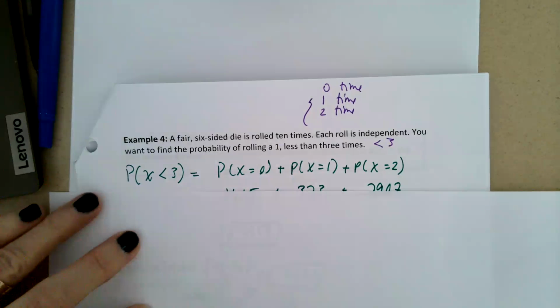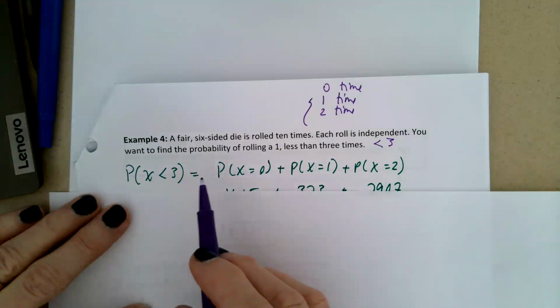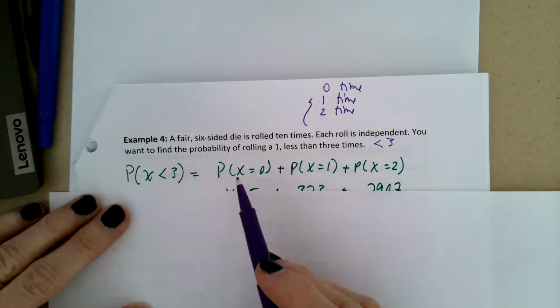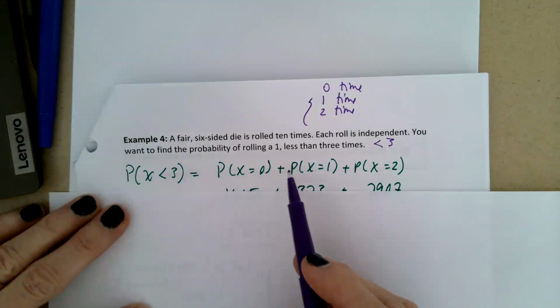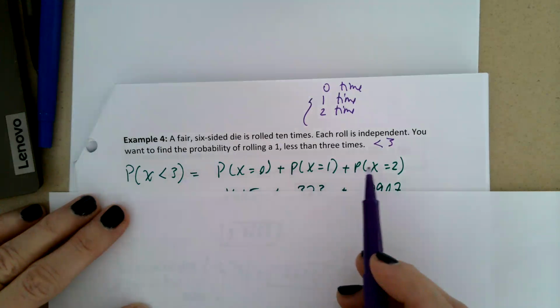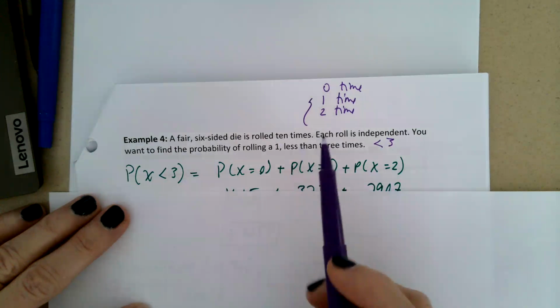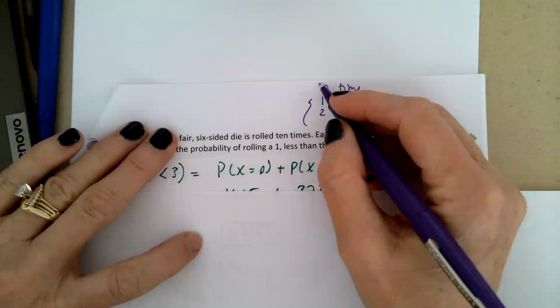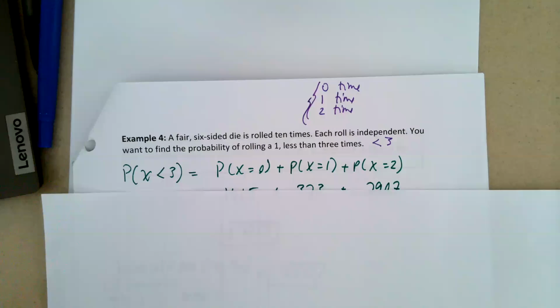So that's the probability of x being less than 3. So that means we can find the probability of x equal to 0 and add it to the probability of x equal to 1 and add that to the probability of x equal to 2 because it's OR. Any of these will satisfy less than 3.